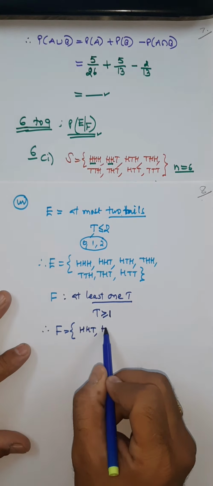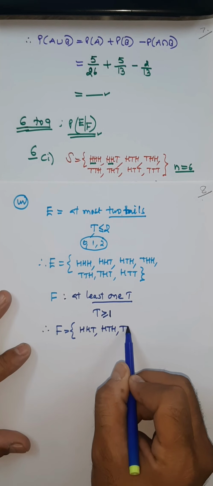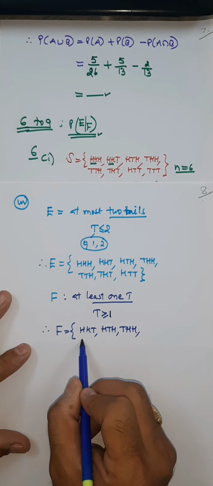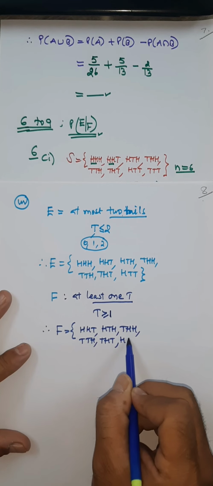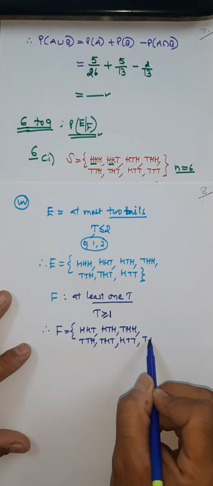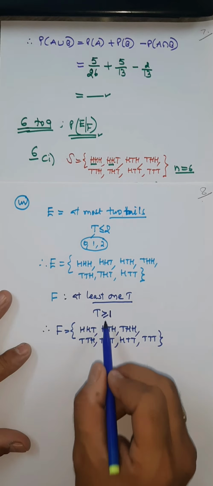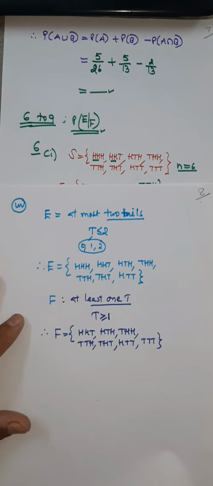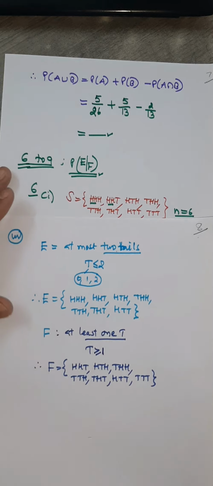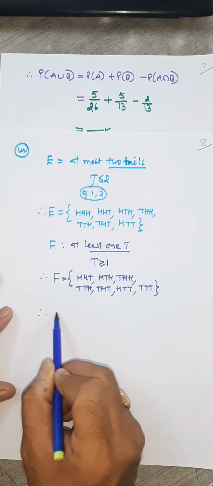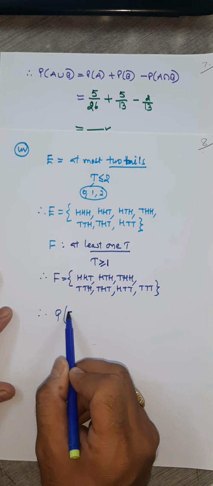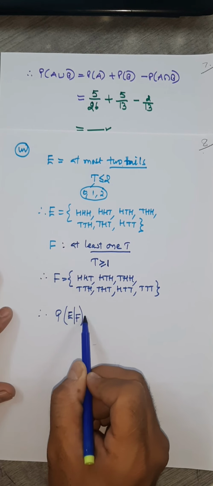HHT, 1 tail. HTH, 1 tail. THH, 1 tail. Then TTH, 2 tails. THT, 2 tails. HTT, 2 tails. And all tails, 3 tails. The number of tails should not be 0. Right? All these were written from the main sample space. Okay. So the probability of E given F.